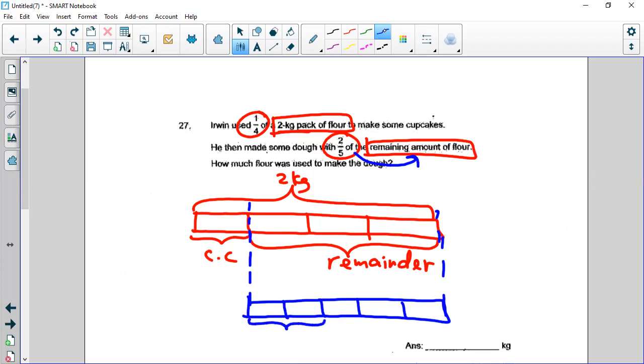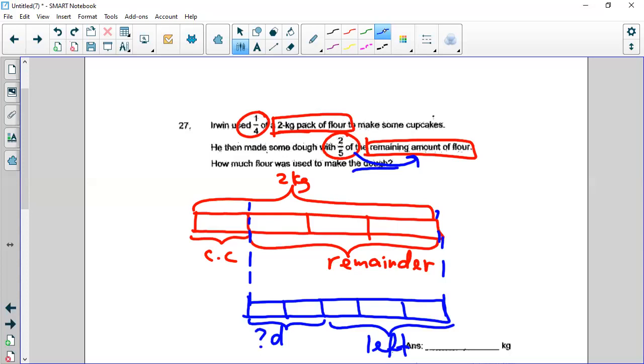And he made some dough. Okay, dough. And then what do you call the rest of this remainder? You give your own label, which is the left. So how much flour was used to make the dough? Then your question mark is over here. You should by now be able to draw this model already.